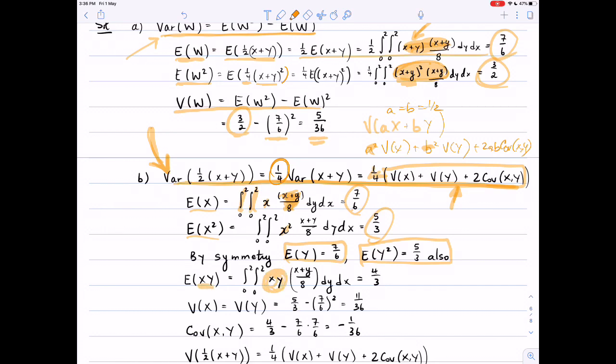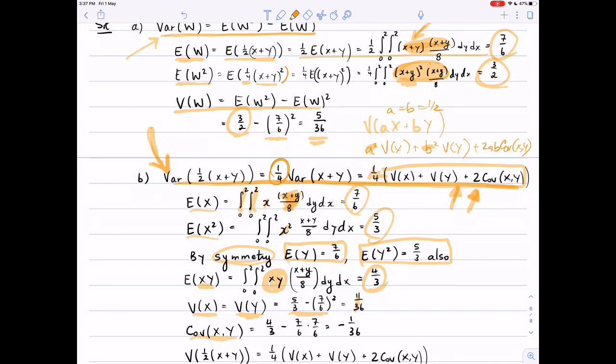Again, using LOTUS, XY goes in as the function, and we integrate, and we're going to get this value of 4/3. Then, to put everything together and use the expanded formula of the variance of a linear combination, we need the variance of X, which incidentally, also because of symmetry, is the variance of Y. If we calculate that, E of X squared minus E of X all squared, we're going to get 11/36.